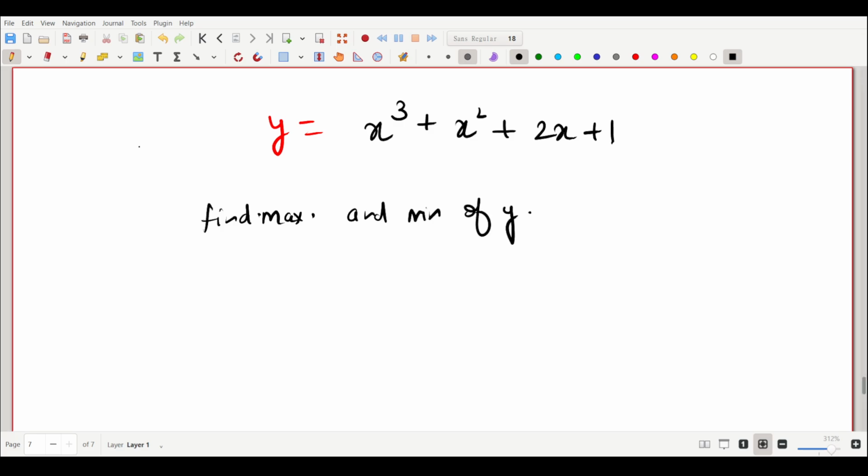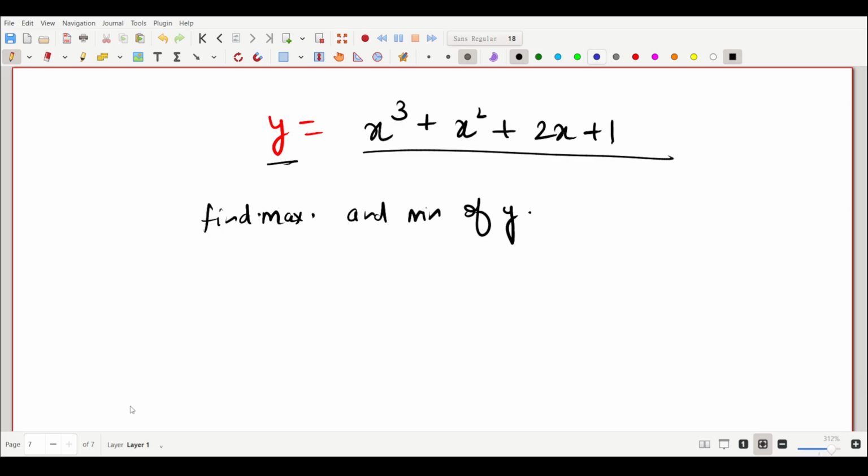This is the question, because if you put any value, you have infinite values for x. You can have infinite values of y also, right? That's what I'm saying. Out of the infinite values of y, I'm asking you, what is the maximum possible value of y? What is the minimum possible value of y? How will you find this? By using the double derivative concept.